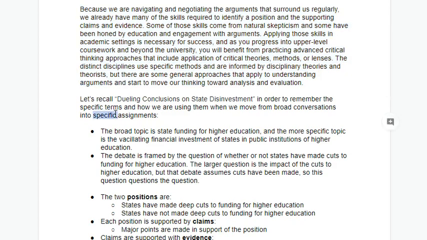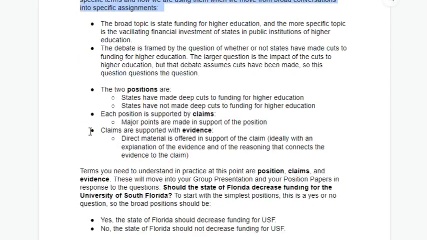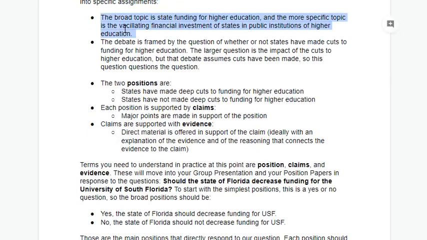Let's recall building conclusions on state disinvestment in order to remember the specific terms and how we are using them when we move from broad conversations into specific assignments. The broad topic is state funding for higher education, and the more specific topic is the vacillating financial investment of states in public institutions of higher education. The debate is framed by the question of whether or not states have made cuts to funding for higher education. The larger question is the impact of the cuts to higher education, but that debate assumes cuts have been made, so this question questions the question.